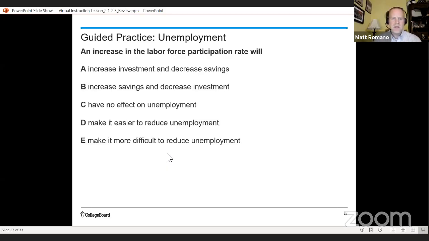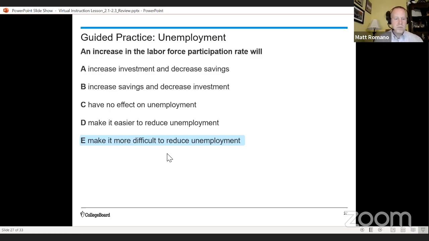So what does that mean? Go ahead and jump to the end here. It means it makes it more difficult to reduce unemployment. You have a larger pool of potential workers, and because there's a larger pool of potential workers, it could be more difficult for policymakers, if they intend to go this route, to reduce unemployment.